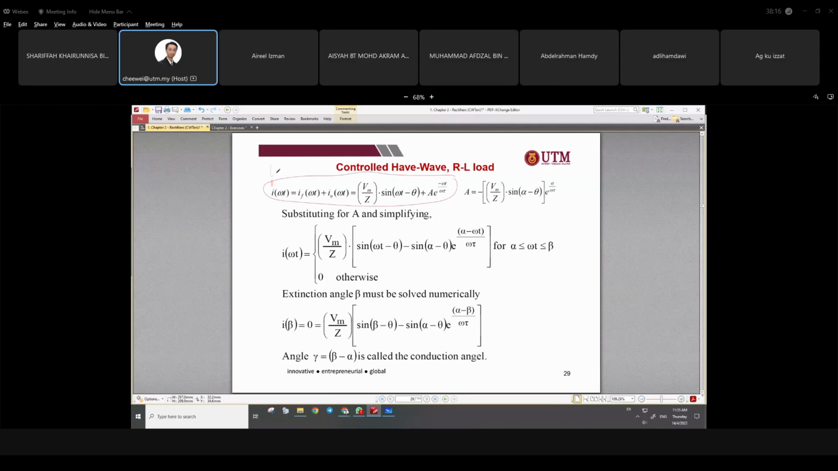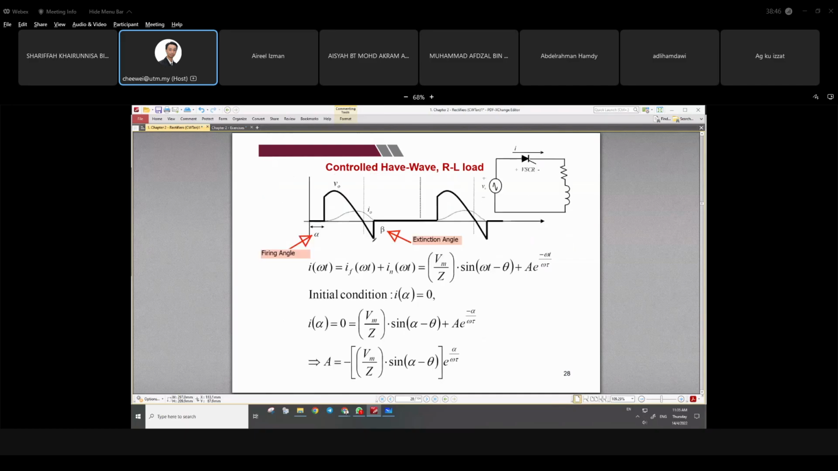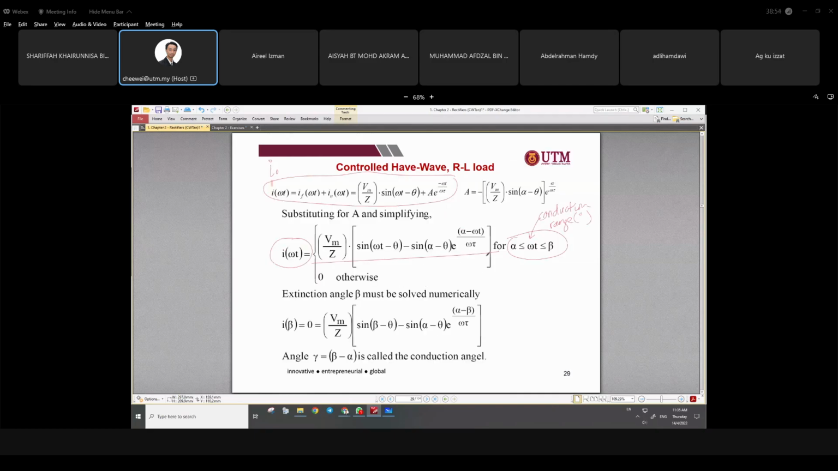I out is represented by this long equation. Then it can be simplified for the angle between alpha and beta. This is what is meant by the conduction range, or the conduction angle, from alpha to beta. The current is depicted in this diagram from 0 to beta, I out. And this current can be expressed in terms of this equation.